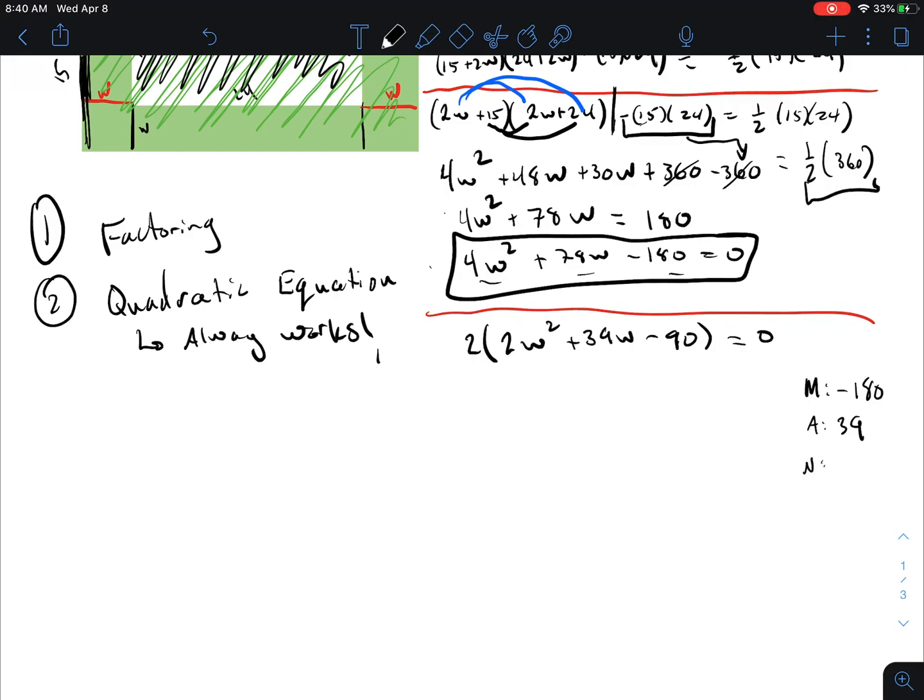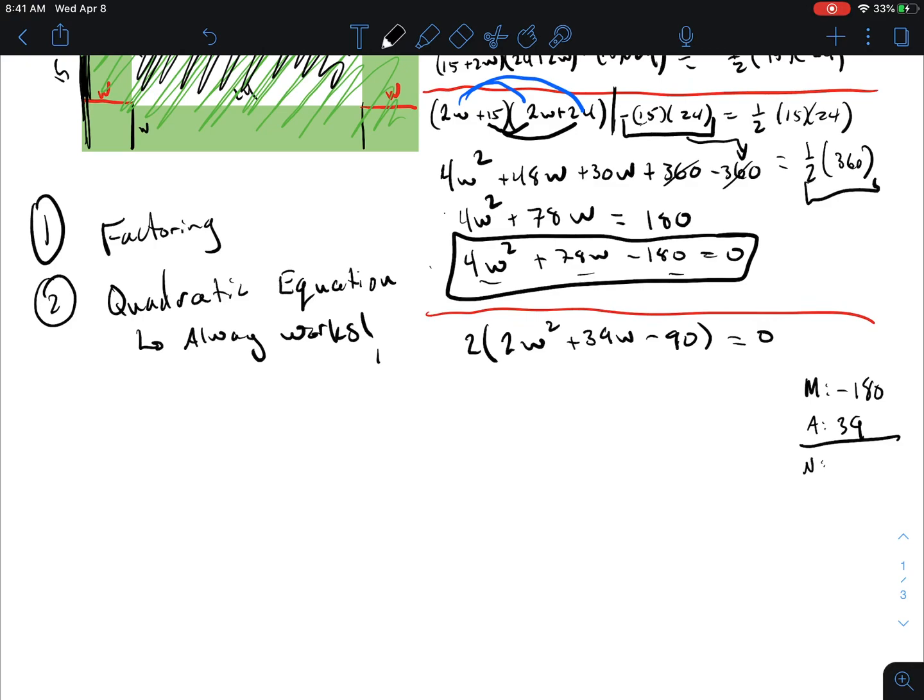Okay. We could take a minute and figure this out, or you could type this into Desmos or Wolfram Alpha, and you could probably find out pretty quickly that this is probably not factorable. 39 is kind of an odd number to get to, right? But so you would just go through your process of checking to see if this is factorable, because I'd prefer to do that than the quadratic equation.